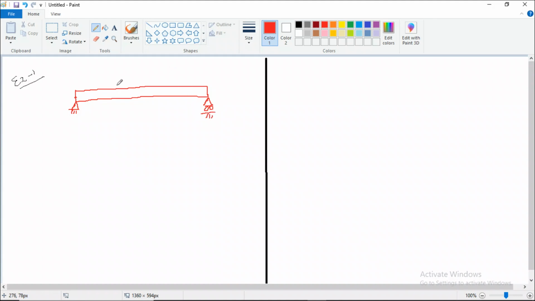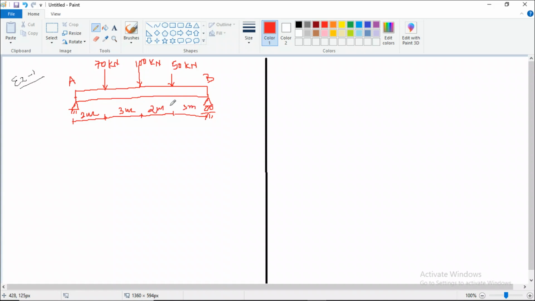First one is 70 kilonewton, then second one is 100 kilonewton, and third one is 50 kilonewton. The distance from the left hand side support, let us say this is point A, this is point B, the distances are given like this. So this is 2 meter, 3 meter, 2 meter, and 3 meter.